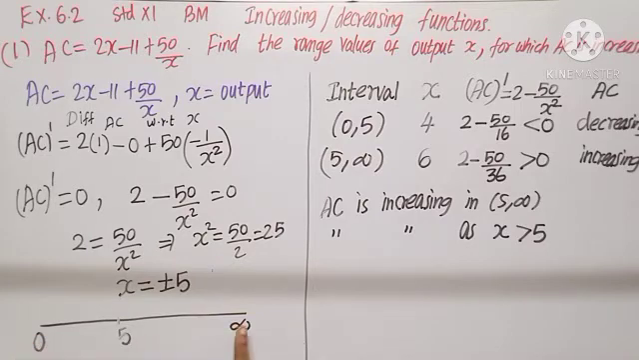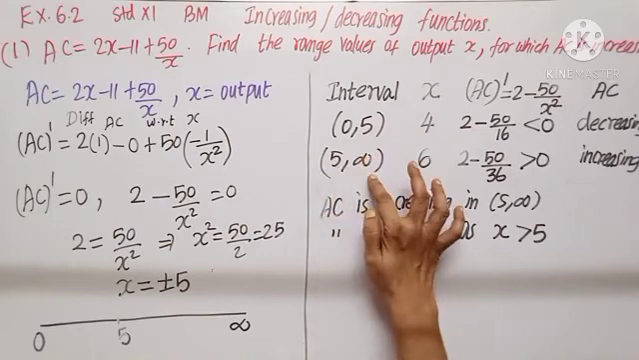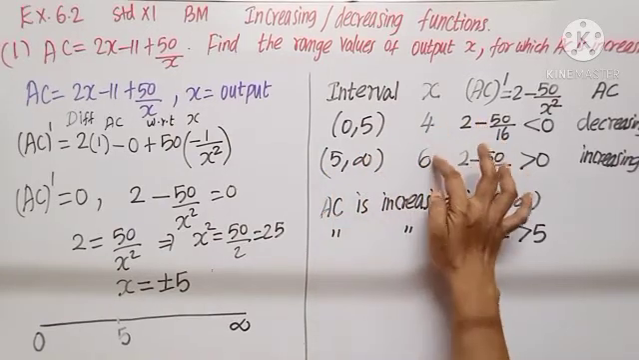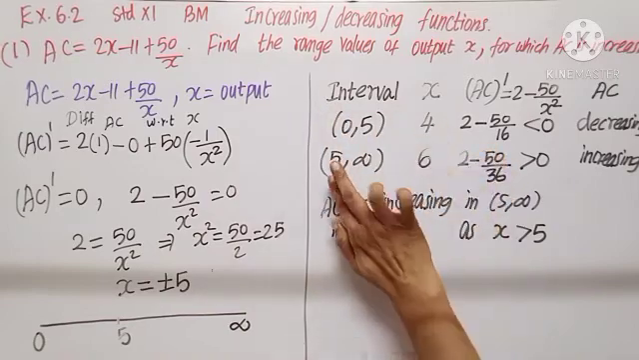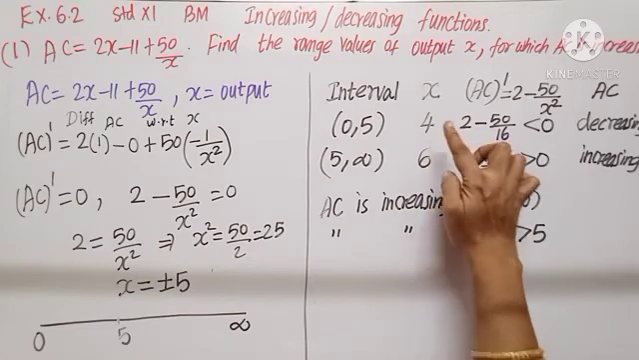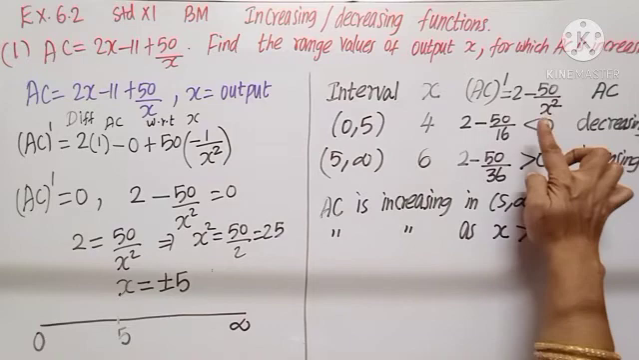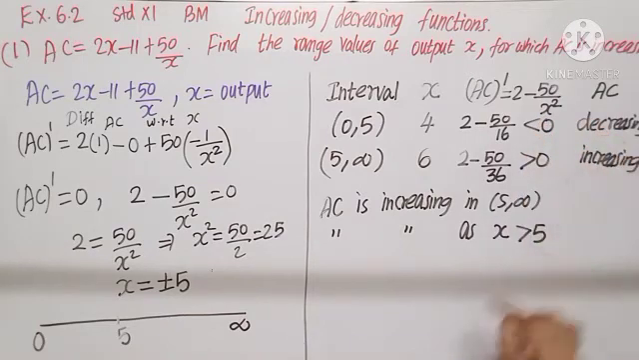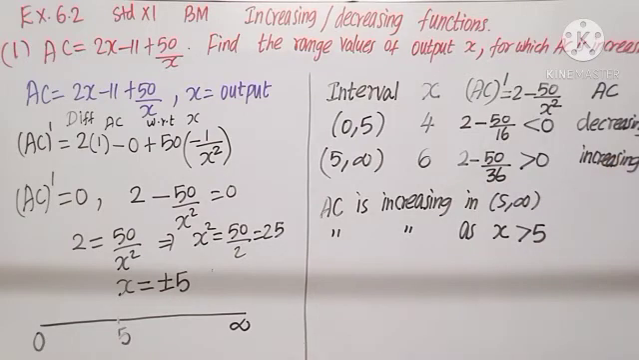The big interval splits into two parts, 0 to 5 and 5 to infinity. Select some convenient x values. Before 5, I have put 4. After 5, I have put 6. These values, let us substitute in AC dash. My answer negative tells me AC is decreasing and my answer positive tells me AC is increasing.